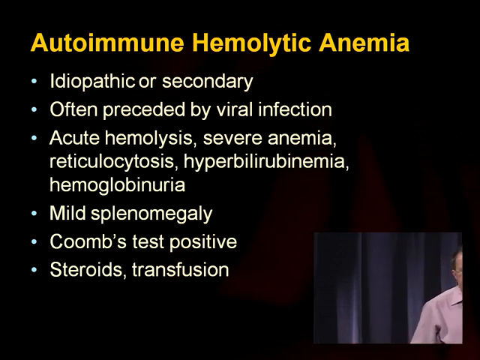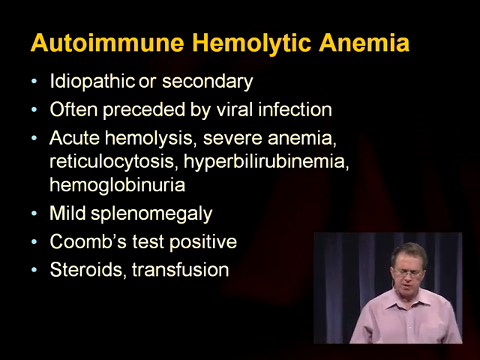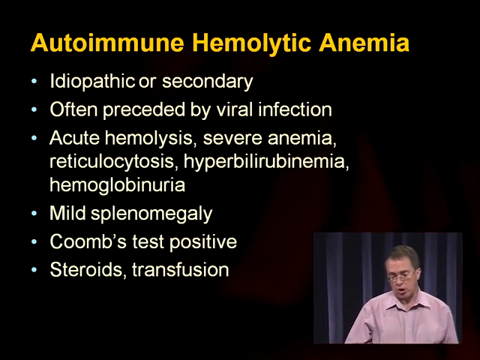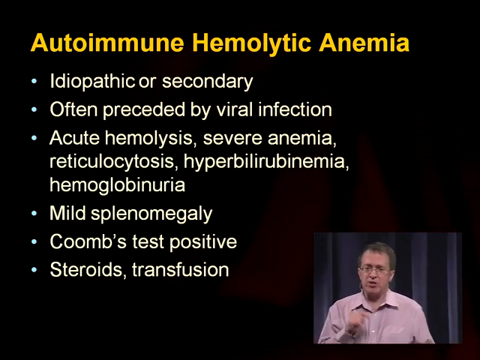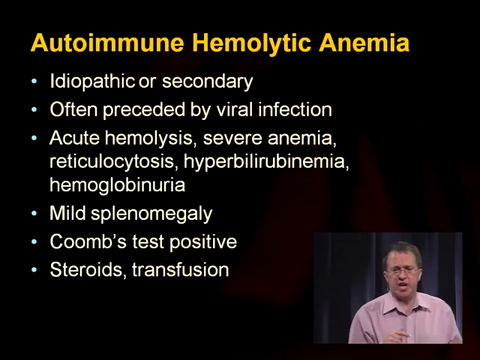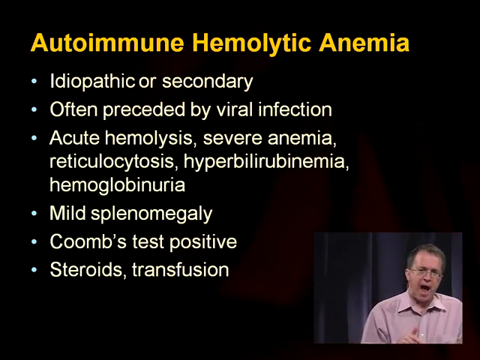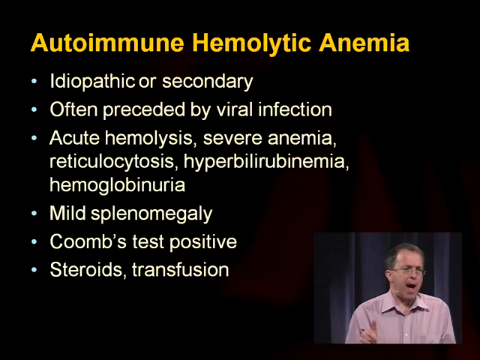Hyperbilirubinemia and hemoglobinuria. Sometimes mild splenomegaly or large splenomegaly, a positive Coombs test. Treated with steroids and, if sick enough, even though you have hemolysis going on, you have to transfuse these patients. And this is the case where, as a hematologist, we ask for least incompatible blood.